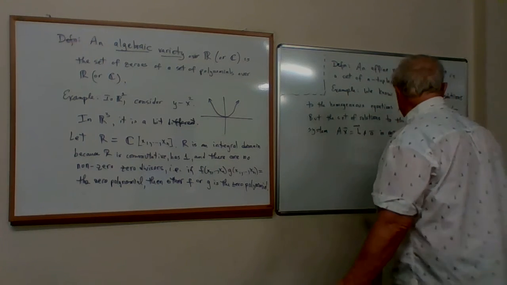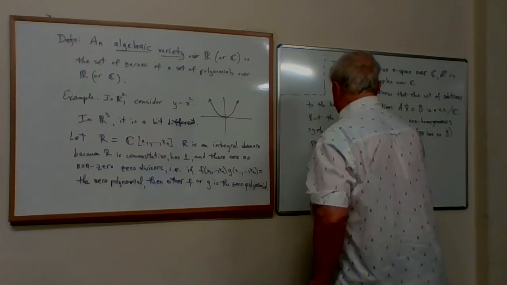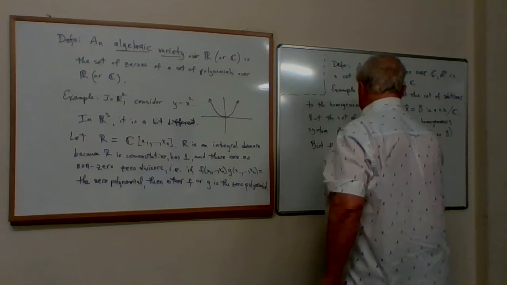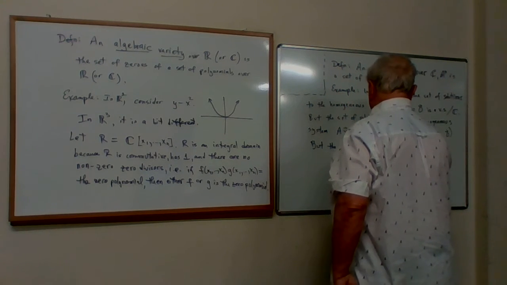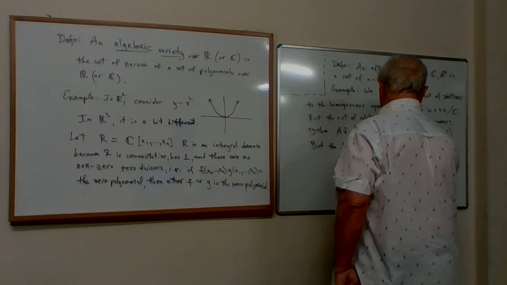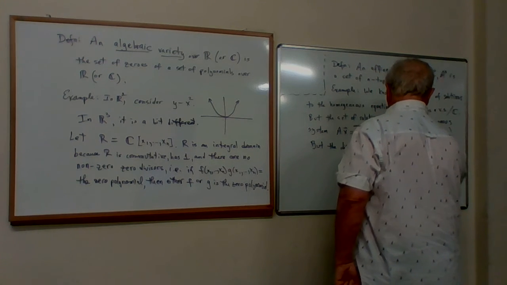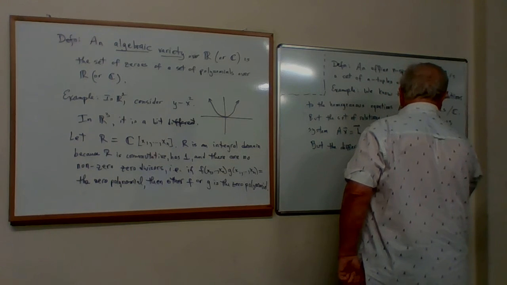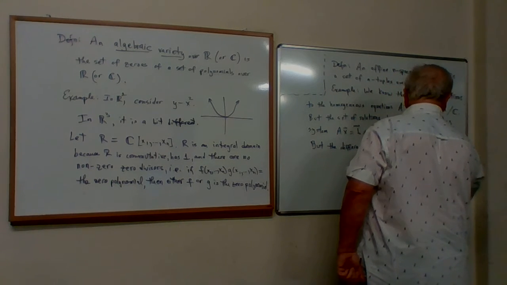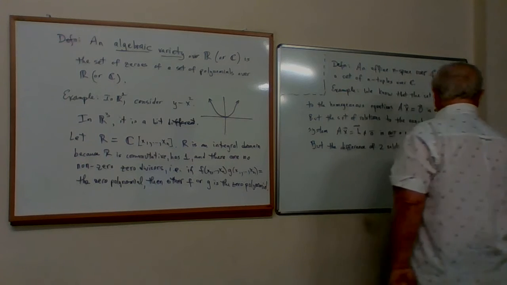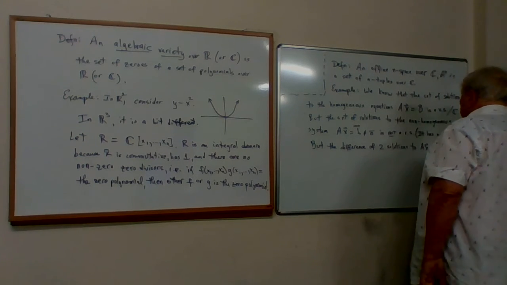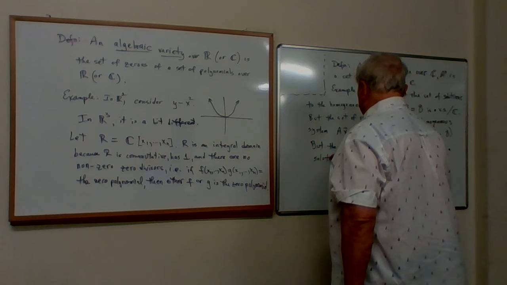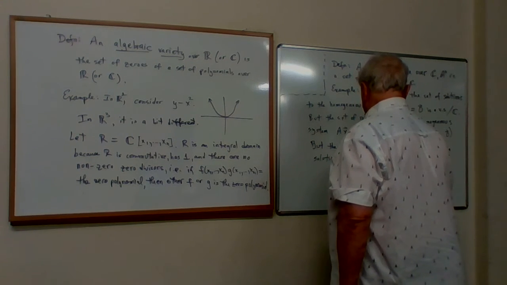However, the difference of two solutions to AX equals B is a solution to AX equals 0. That should be obvious to you.